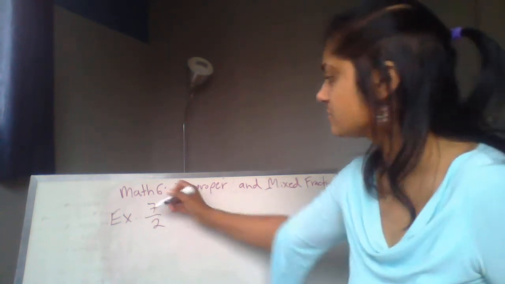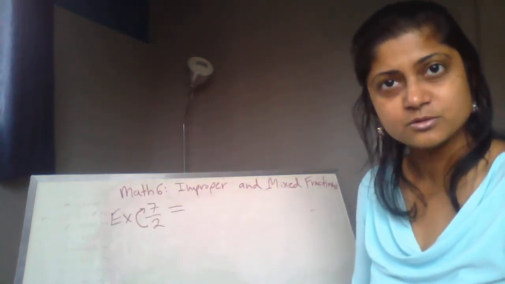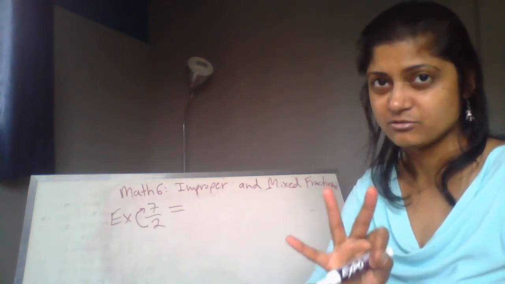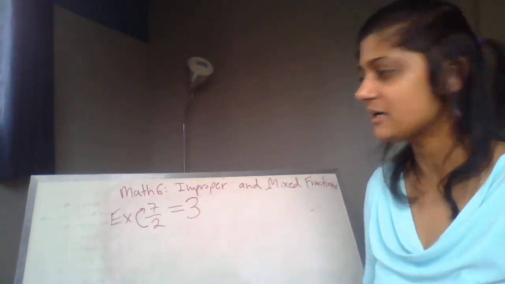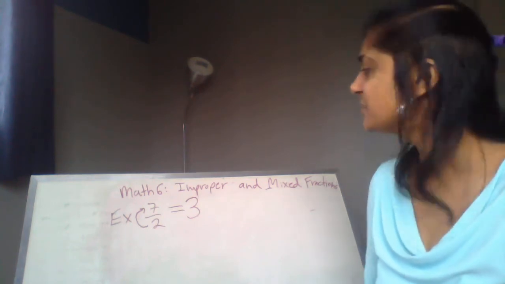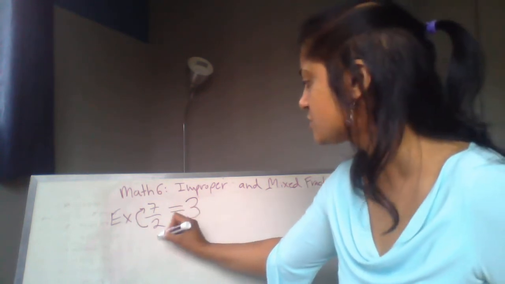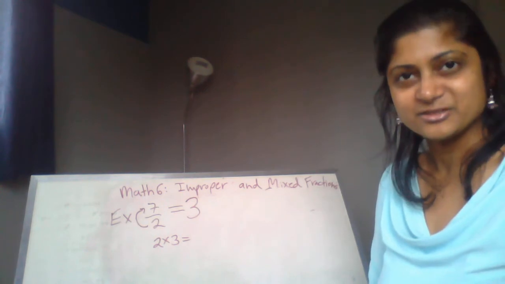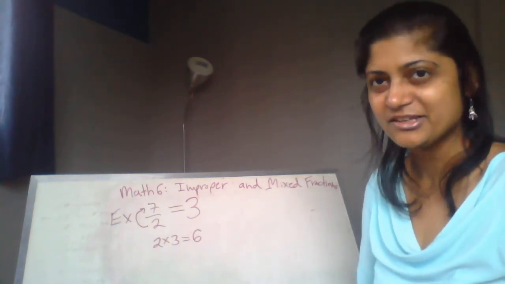without going over 7. So let's make an arrow. I can just count by groups of 2. So it's going to be 2, 4, 6. So I see I have 3 groups. So I'm going to put 3 whole. I like to make my whole numbers really big to keep it distinct from the fraction. And then I'm going to take my denominator, which is 2, and times it by my whole number, which is 3. So 2 times 3 is equal to 6, just like that.